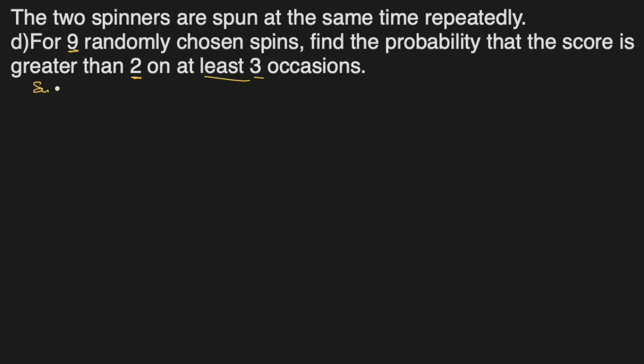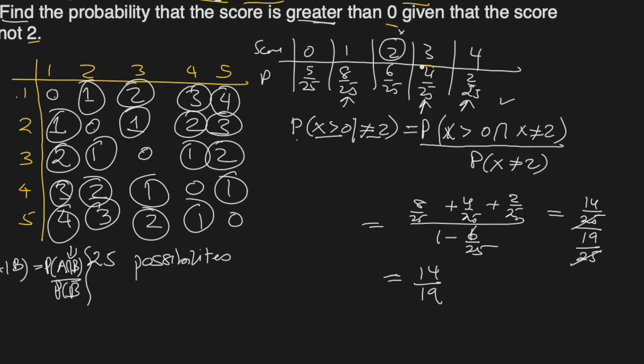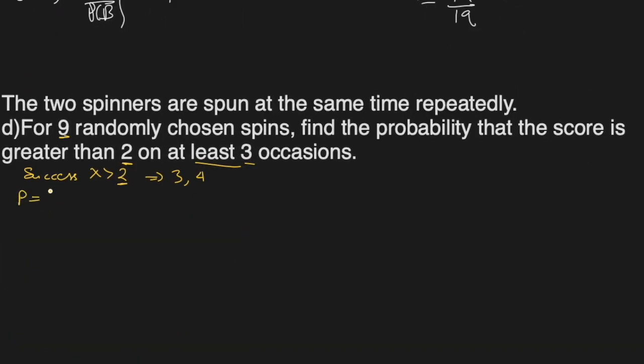So the success here in this case is x being greater than 2. Okay, that means not 2, more than 2, which means 3 and 4. So let's see what is the probability of getting a 3 and 4. 3 is 4 out of 25, 4 is 2 out of 25, total 6 out of 25. So the probability of success p will be 6 out of 25. That means the failure will be 1 minus 6 out of 25, which is 19 out of 25. Alright, got it.